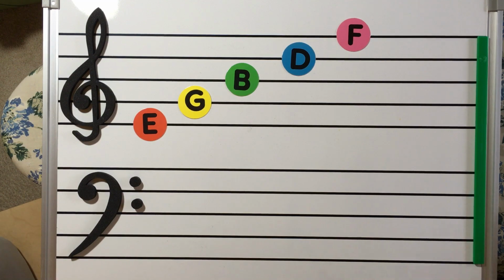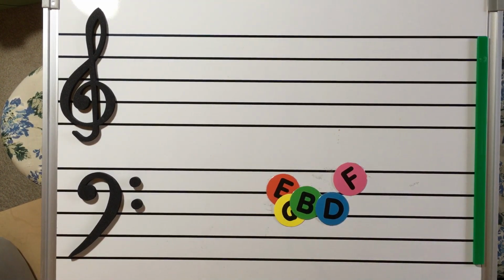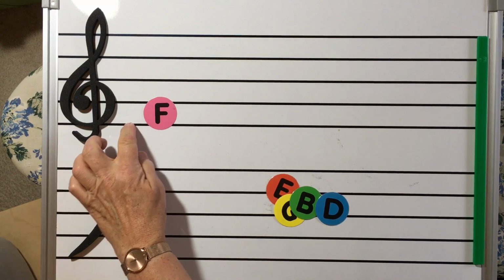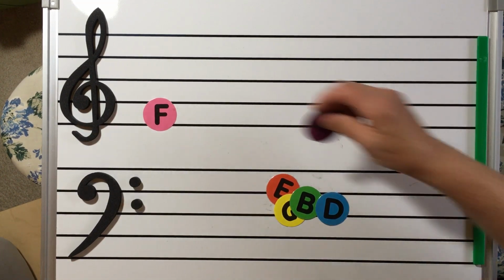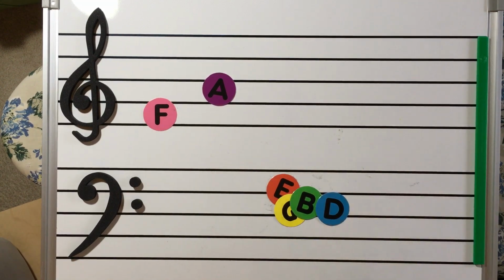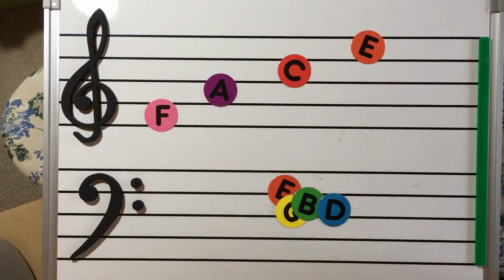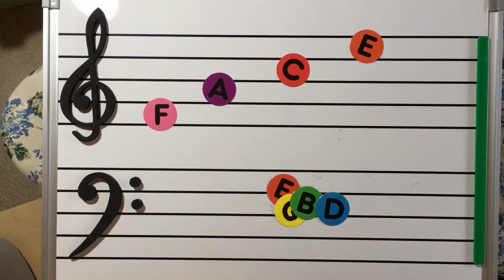The names of the spaces, these notes are too big for me to do both at the same time, but I've got smaller notes we'll do in a minute. The names of the spaces are F, because remember this is E and this is G, so F is in between. F, A, C, E. F, A, C, E. Those are the spaces.